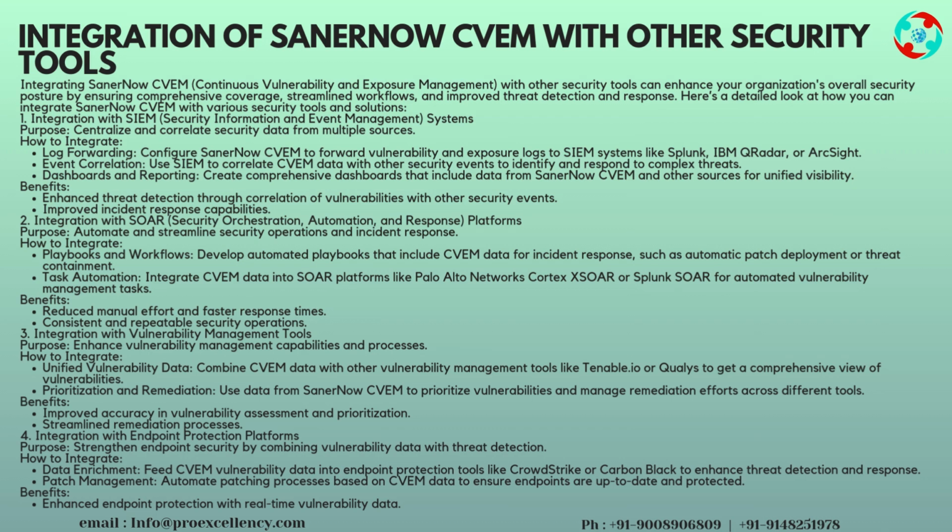1. Integration with SIEM, Security Information and Event Management systems. Purpose: centralize and correlate security data from multiple sources. How to integrate? Log forwarding: configure SanerNow CVEM to forward vulnerability and exposure logs to SIEM systems like Splunk, IBM QRadar, or ArcSight. Event correlation: use SIEM to correlate CVEM data with other security events to identify and respond to complex threats.